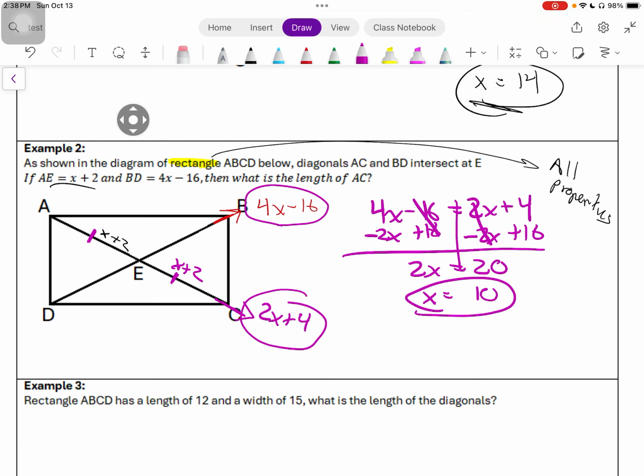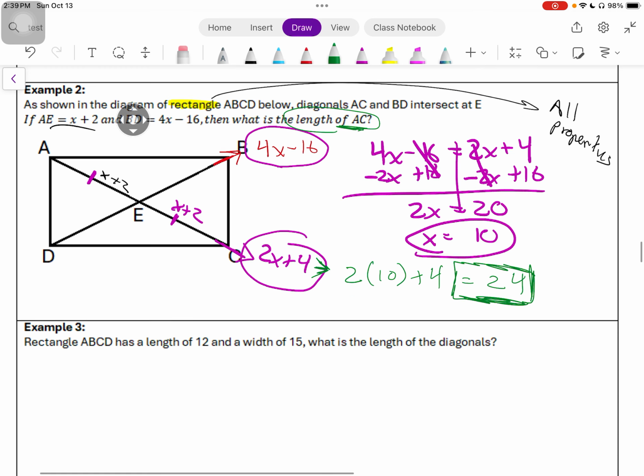Now, the question doesn't say solve for x, it says solve for the length of AC, which we know down here, this is the length of AC. So we're going to take that 10 and plug it back in, which is going to give us 24 as our final answer. So again, two properties on this one. We got diagonals bisect each other, which comes back from the parallelogram, and then diagonals are congruent. That comes from our rectangle.